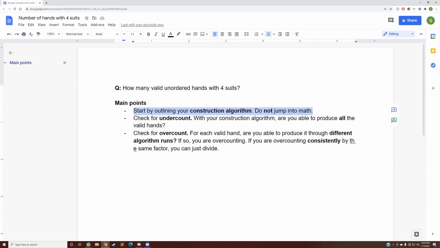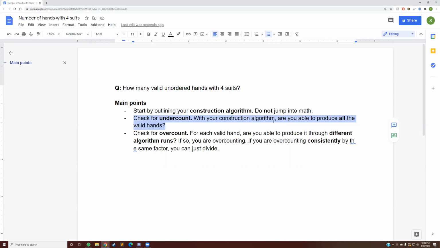Like 1, don't jump into the math. Most students just jump directly into the math without clearly outlining what I call their construction algorithm. I'll give an example later. And then 2nd, you have to check for undercount.